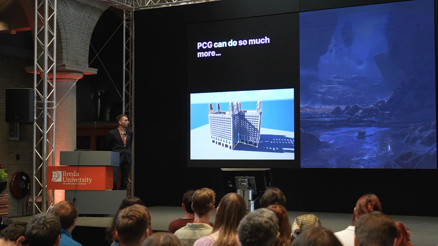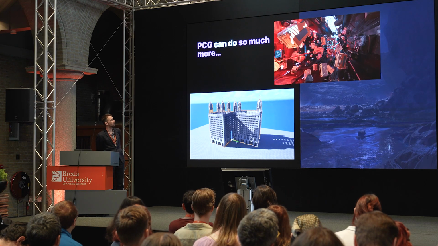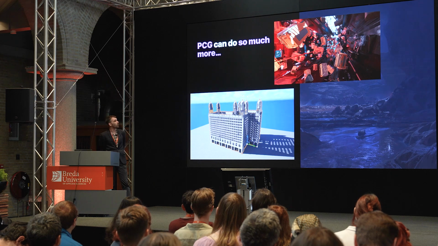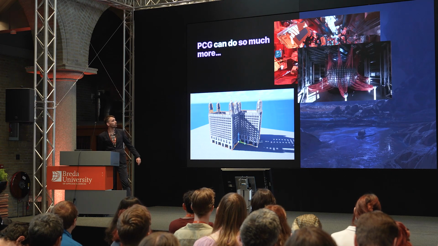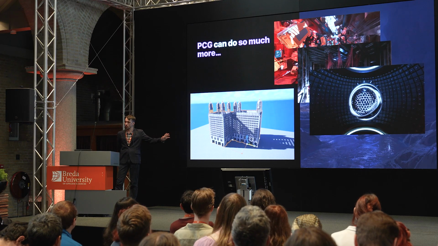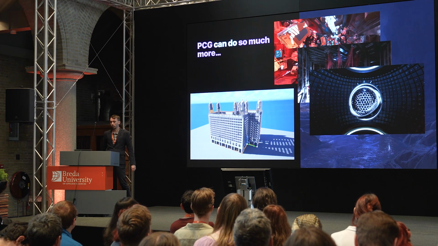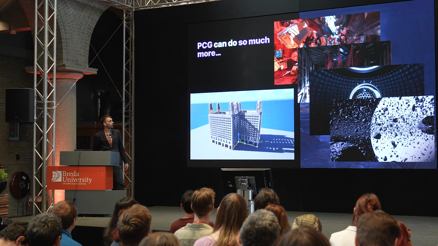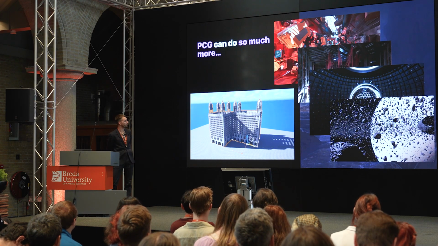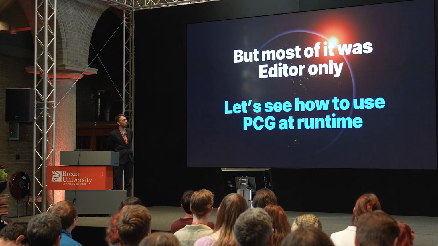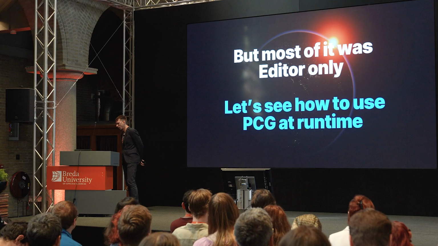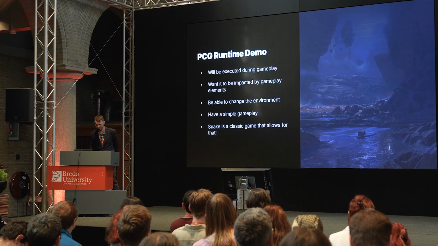But we also released at last Unreal Fest the Cassini sample, set in space. With a space station, we have scattering of props, spline meshes for cables, geometry script interop to build meshes with PCG, and also very high density scattering with an asteroid field. But most of it was editor only. So let's see how we can use PCG at runtime.